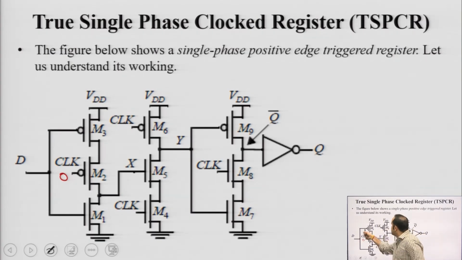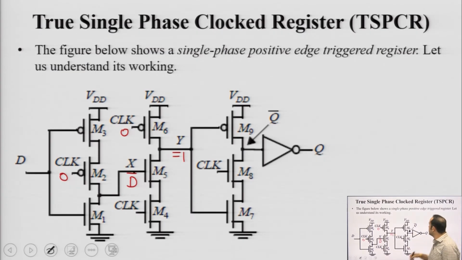So, if D is 0, M3 will turn on and X will be equal to VDD, which is 1. If D is 1, M1 will be on, so X will discharge through ground, which means on the falling edge D bar is being sampled at node X. Here when clock is 0, Y is being pre-charged. So, this inverter here is in pre-charge mode, this inverter is in evaluation mode, but it is evaluating inverted D. This is pre-charging its output to VDD.